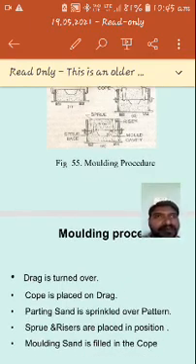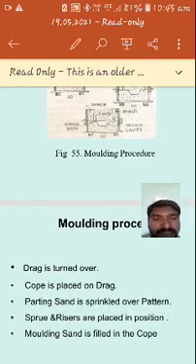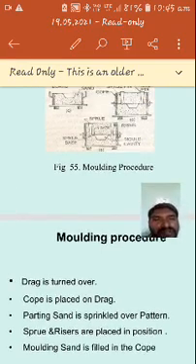If the pattern is available on the cope, and if it is a single-piece pattern, only the drag will be kept. Suppose it is a multi-piece, that is a two-piece pattern, then the pattern is there in both the cope as well as the drag. From both, it will be removed. That is called the pattern.